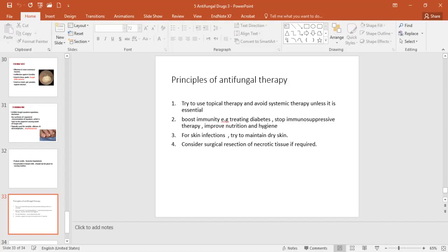Second, you should boost immunity. Fungal infections are very common in those with immunocompromised conditions or diseases, for example diabetes. You should control diabetes and bring the blood sugar down and keep it well controlled. These fungal infections we mentioned are all common in diabetic patients and immunocompromised patients. You may stop the immunosuppressive therapy if the patient is taking an immunosuppressive drug.